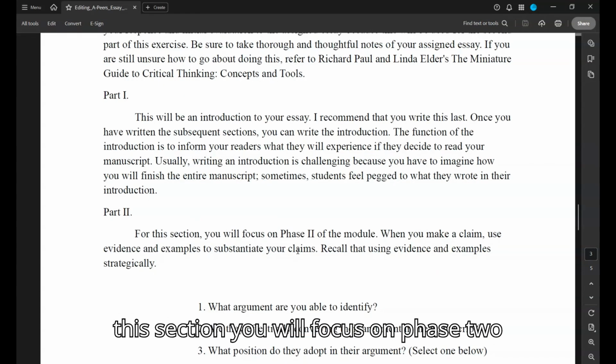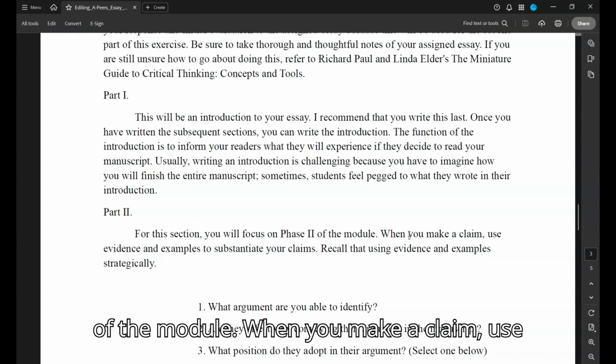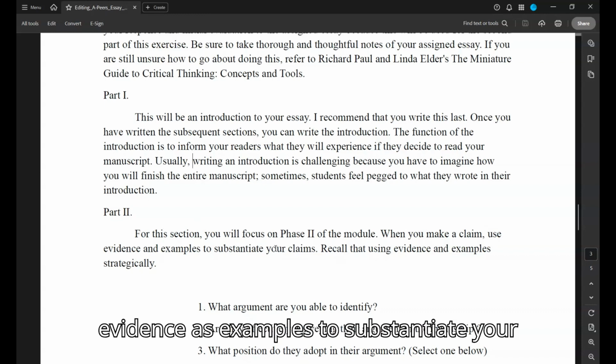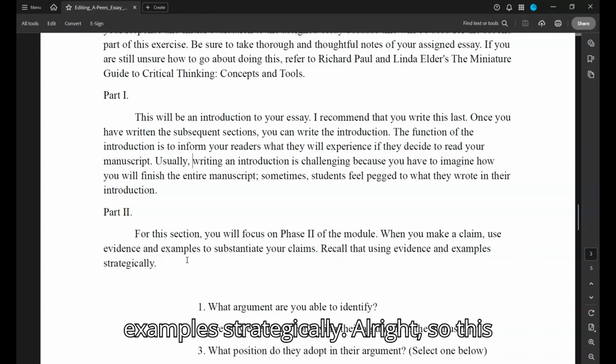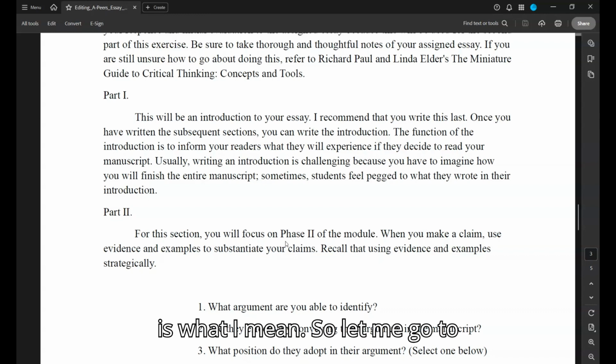For this section, you will focus on phase two of the module. When you make a claim, use evidence and examples to substantiate your claims. Recall that using evidence and examples strategically is what I mean. So let me go to phase two. All right, so this is what I meant.